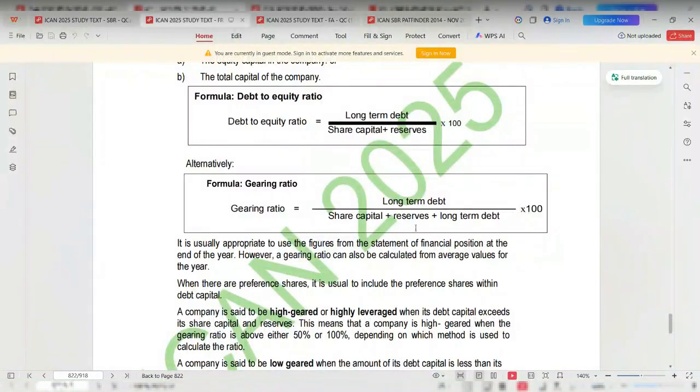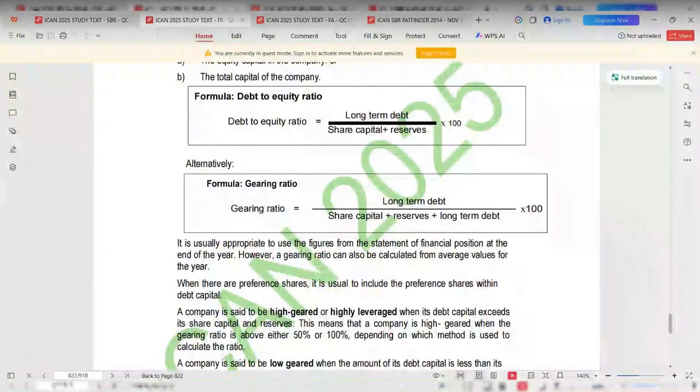If you check the formula I gave to you last class, I said long-term debt all over equity plus long-term debt. Your equity is your share capital, your reserve, plus your what? Plus your long-term debt. And what is your long-term debt? Your long-term debt is your non-current liability. I think I explained this the other time.